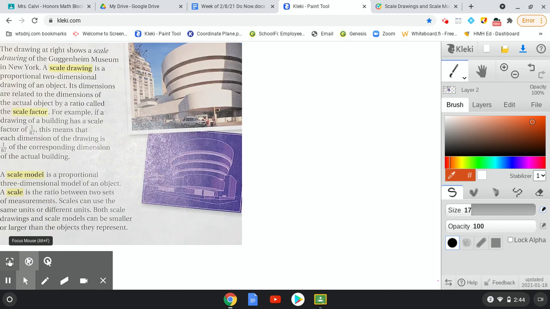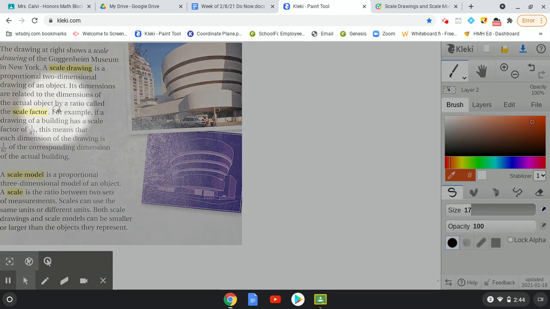So this right here, they give you a nice little example as to what that means. They're telling us that if a drawing of a building has a scale factor of 1/87th, this means that each dimension of the drawing is 1/87th of the corresponding dimension of the actual building. Okay? So when we have a scale drawing, basically we're going to use a scale factor to find the actual measurement of the actual building.